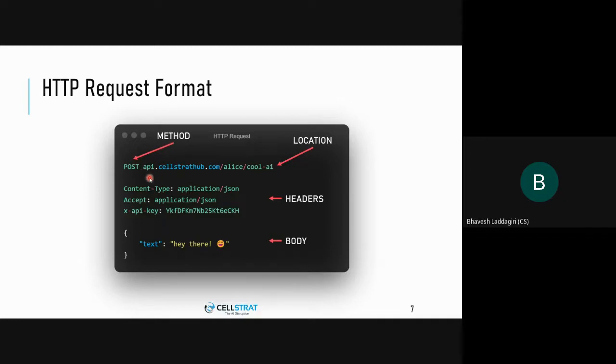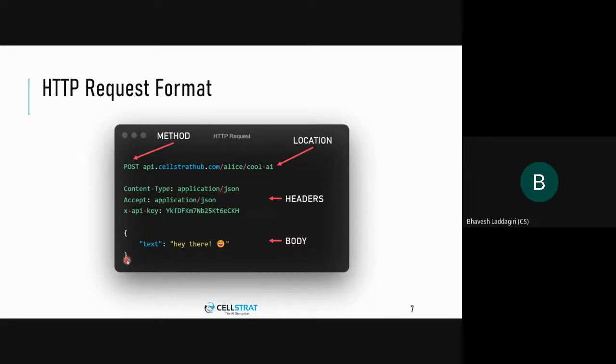Then there is the location where you want to send that request, the full API URL that you're seeing here. Then the request also consists of some headers. Headers are basically metadata about the request. They are not the actual data, but rather information describing the data. For example, what kind of content is it? This is application JSON content.